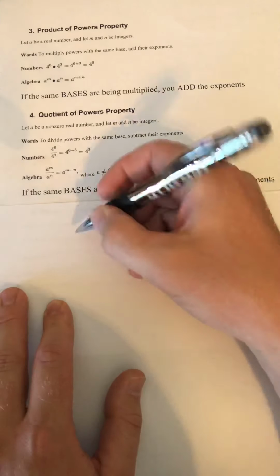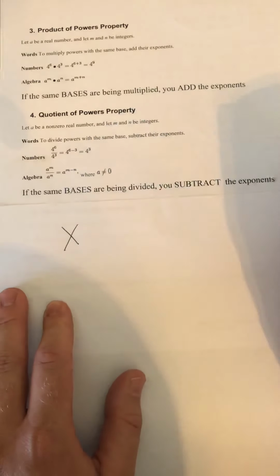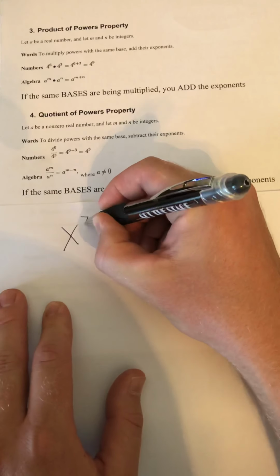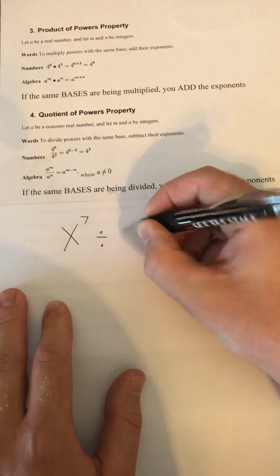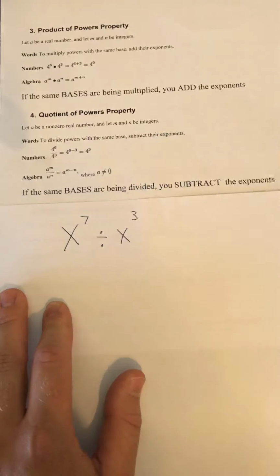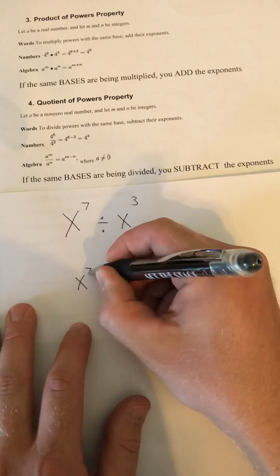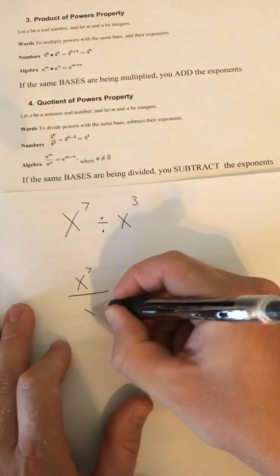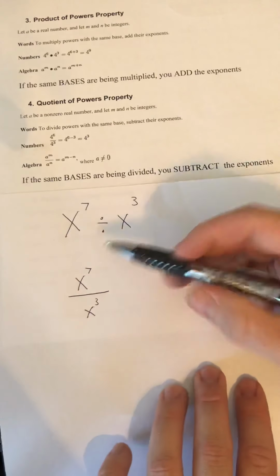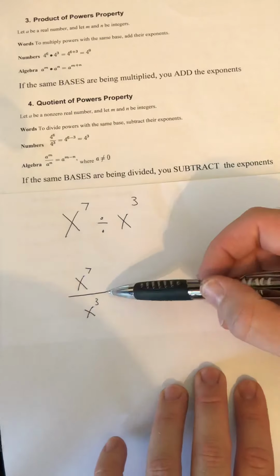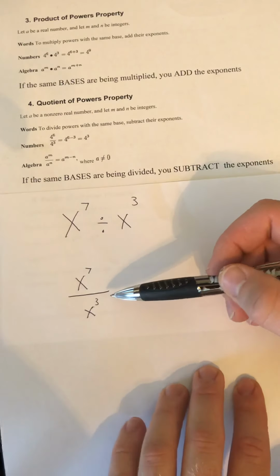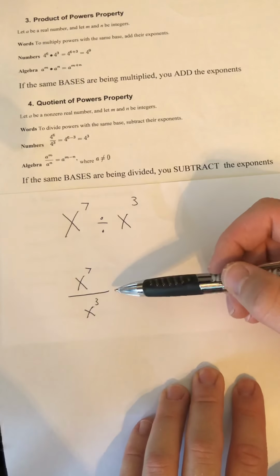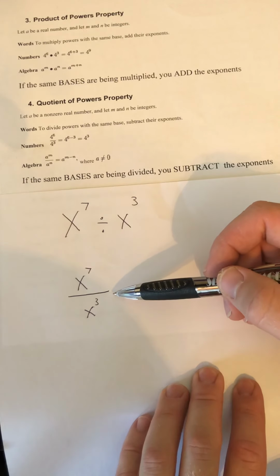Okay, I'm not going to spend too much time on this one because it's very similar. If I have x to the 7th divided by x to the 3rd, it's also written like this, x to the 7th over x to the 3rd. Obviously, guys, these mean the same thing. This divided sign and this fraction line both mean division, so it's just represented in different ways.